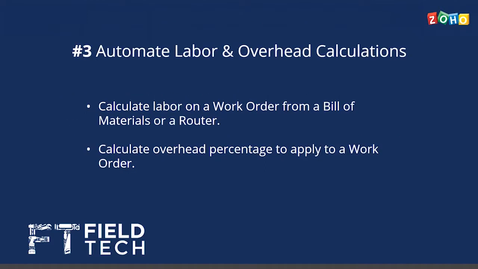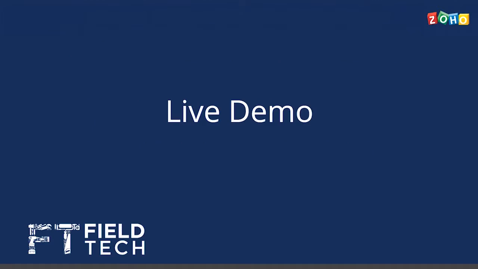You can automate labor and overhead calculations. You can calculate the labor on a work order from a bill of materials or a router, and calculate overhead percentages to apply to a work order. So now it's live demo time, and I will give the floor to James here.